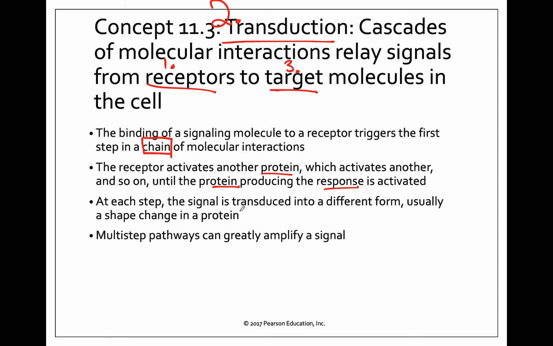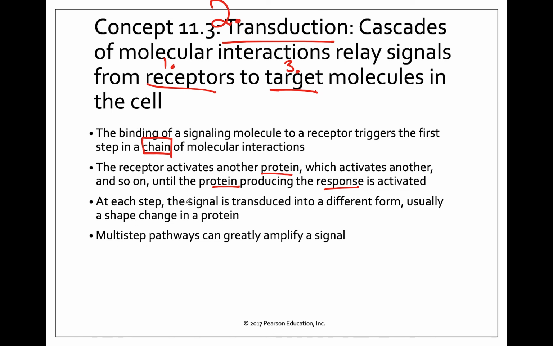At each step, the signal is changed into a different form. So the different form might be in the shape of a secondary messenger. It might be in the form of changing a protein's shape into a different shape. So at every step, there's some change that takes place, and then that change is going to cause the next step in the pathway to occur.